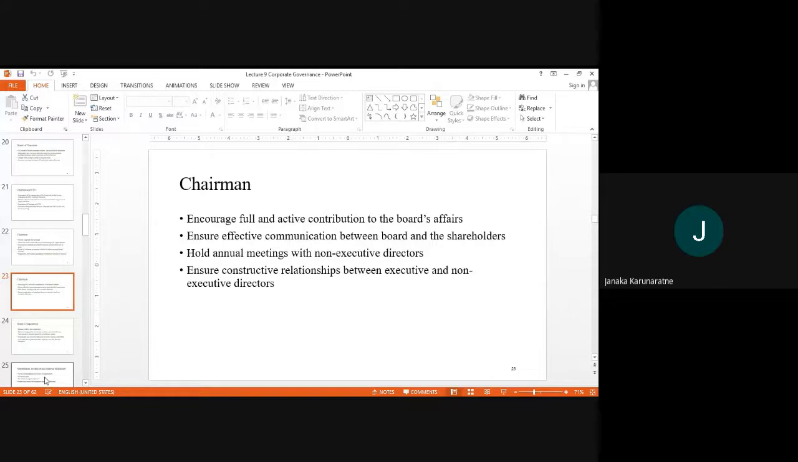Hold annual meetings with non-executive directors. Ensure a constructive relationship between executive and non-executive directors, because executive directors, who are engaged in operational activities, always have some sort of bias in certain activities they do or in certain decisions made by the board of directors. So there must be a good relationship.